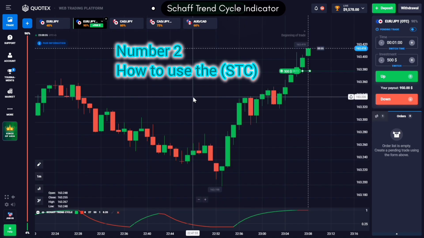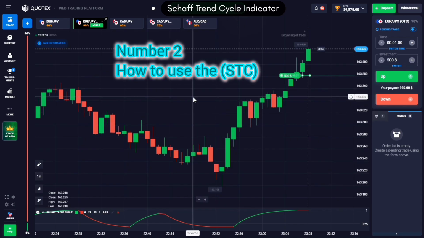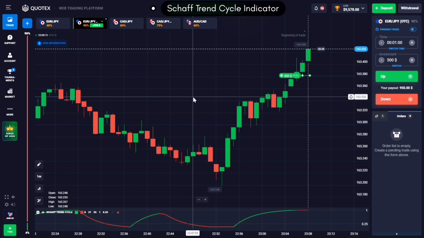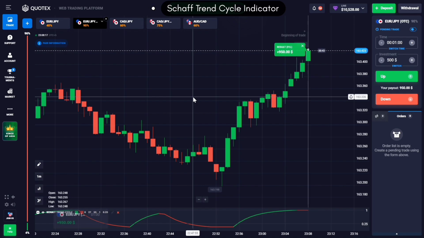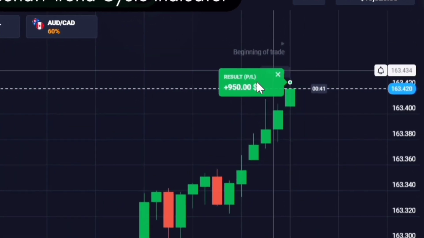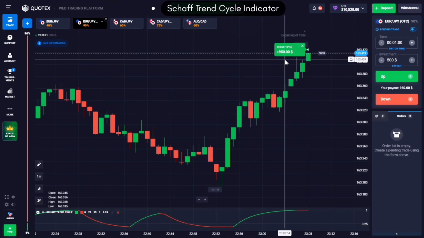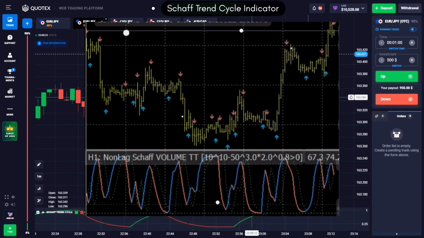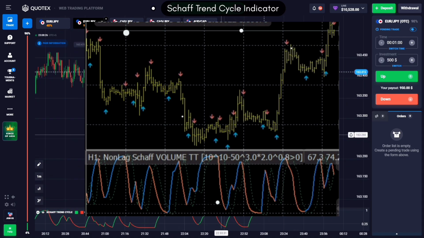Number 2. How to use the Schaff Trend Cycle Indicator. Trend identification: the indicator plots a line that oscillates between 0 and 100. When the line is above 50, it indicates an uptrend. When it's below 50, it indicates a downtrend.